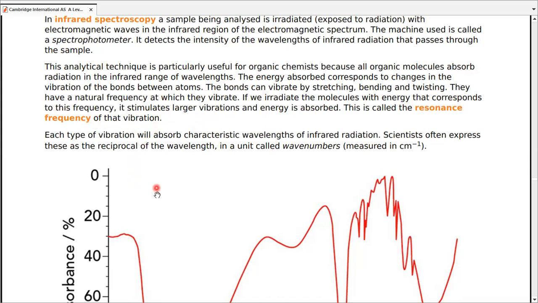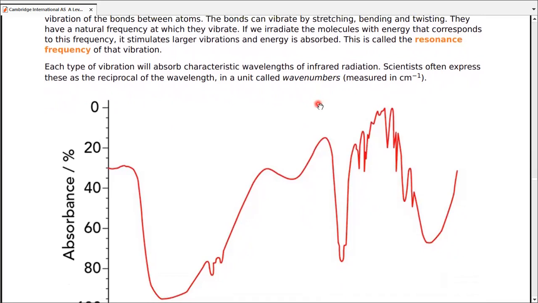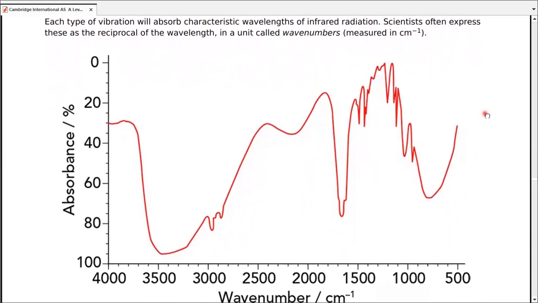So now, since we have tested almost every organic molecule, we know what the resonance frequency vibrations of those molecules are, and that's what we are about to discuss over here. Now, each type of vibration would absorb characteristic wavelengths of infrared radiation. If you remember a little bit of physics, scientists express the reciprocals of wavelength in a unit called wave numbers. I hope you already understand from physics that wavelengths and wave numbers are reciprocal of one another. If wavelengths are measured in centimeter, the wave numbers are measured in centimeter inverse. I hope you have an idea about that already.